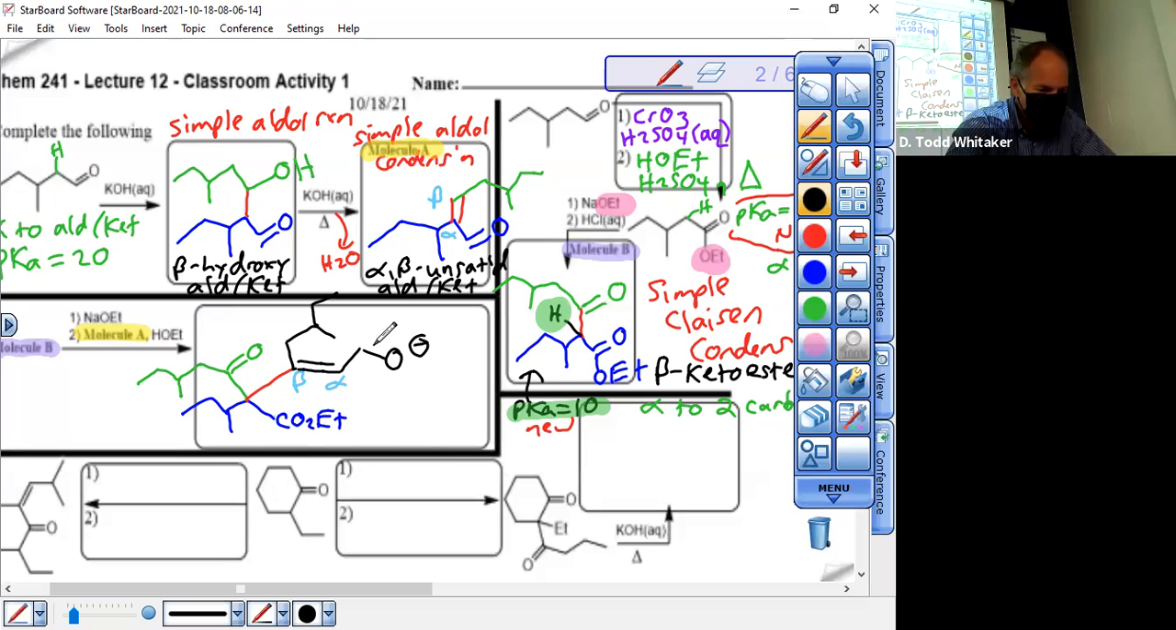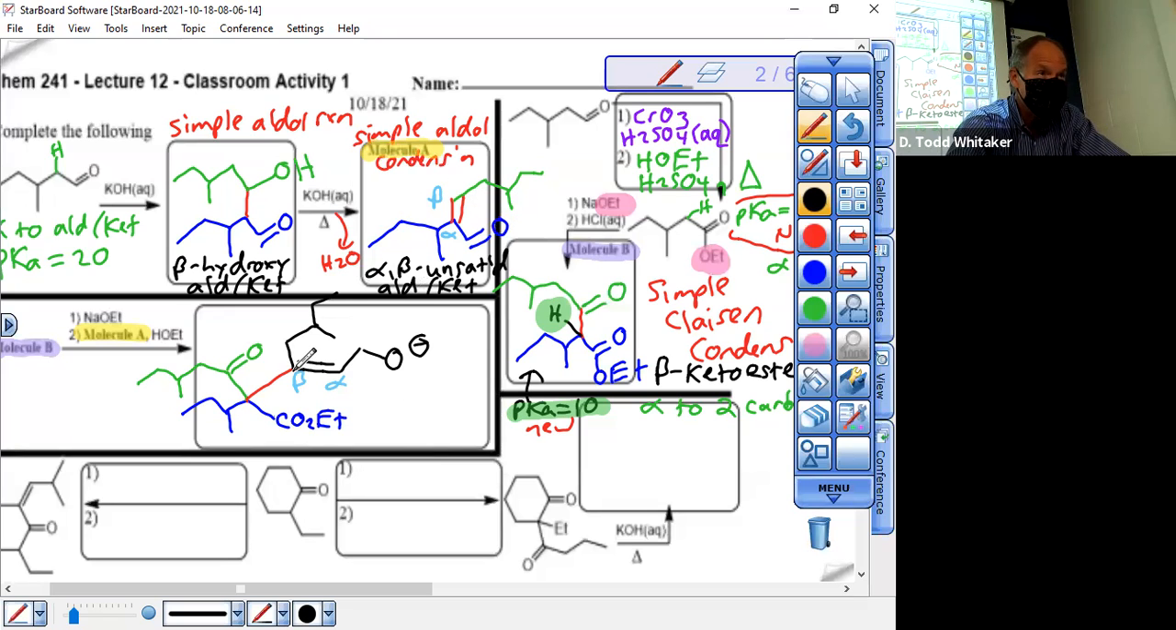I'll do the mechanism, you just follow my mouse. The nucleophile used to be this C minus. This C minus attacked, the pi broke, making this new pi. This pi broke, making an O minus.